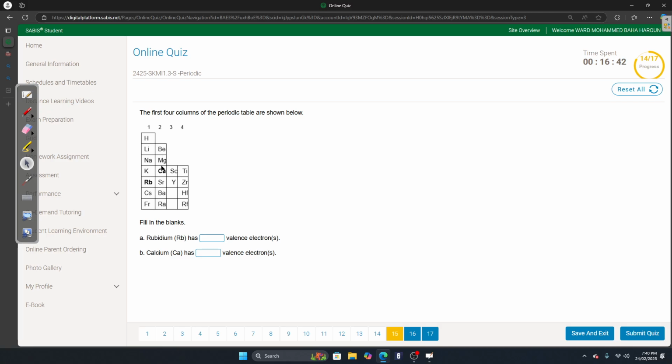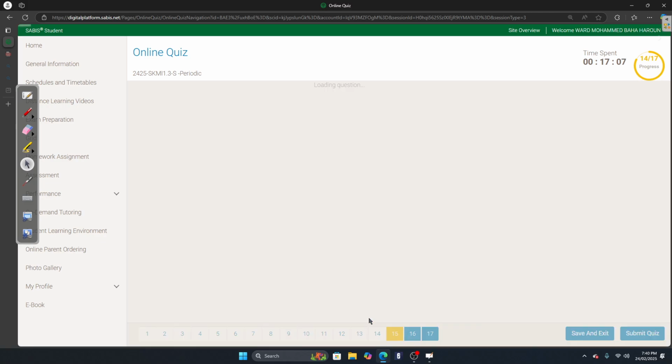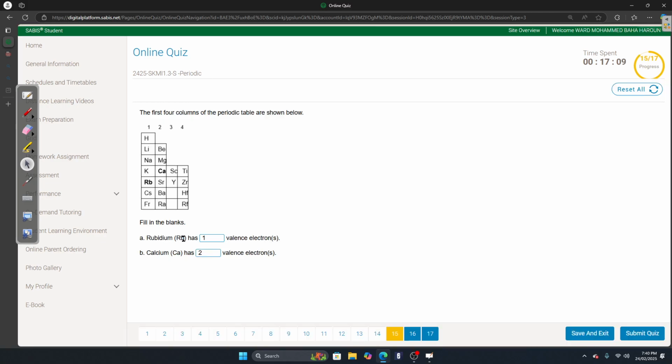Rubidium, which is Rb here, has 1 valence electron because we said elements in the same group have the same number. See, this is 1, right? And it's all in one group. Every single element here has 1 valence electron. Every single element here has 2. Every single element here has 3. Every single element here has 4. So calcium has 2. You see, calcium is here. It gives you the symbol. This is called the symbol, not the name.